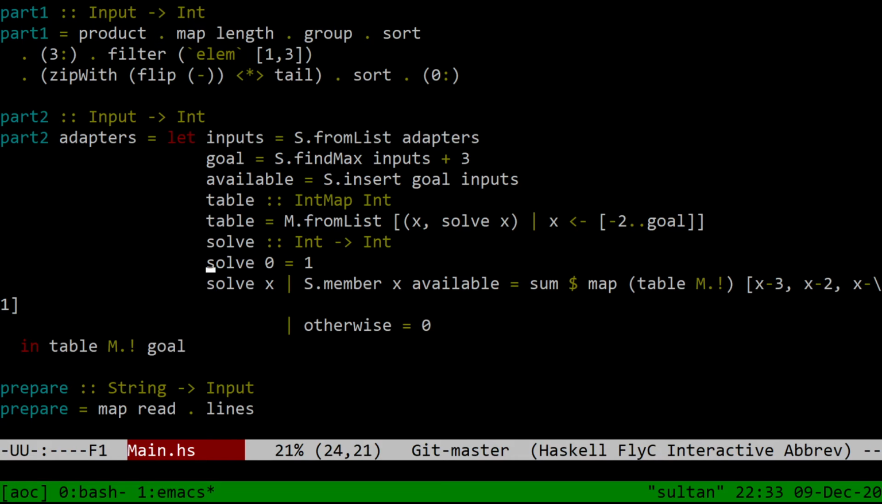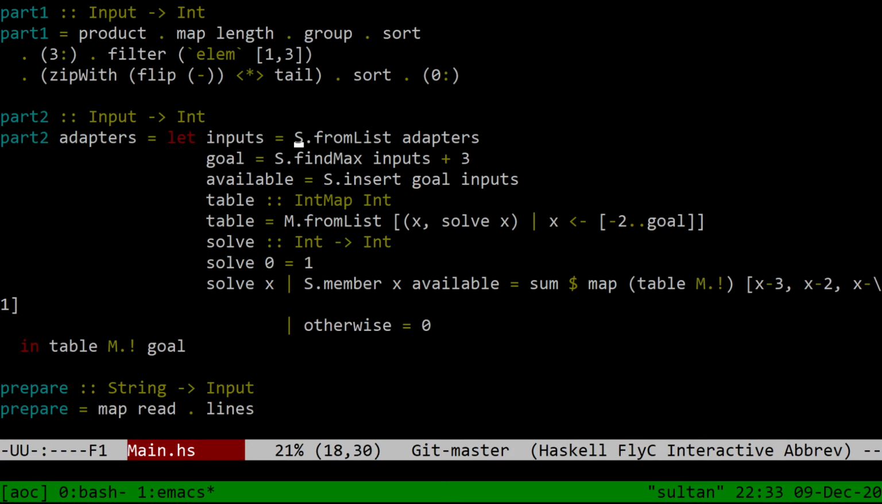So the idea, the kind of core algorithm is here in solve, and the rest of it is like building up to that. Where we have solve, we say, how many ways are there to get to the number x? Well, to get to 0, there's a single way, 1. That's our base case. Otherwise, if x is one of the adapters we have, then look up in our table x minus 3, x minus 2, and x minus 1. However, if x is not in our table, don't bother looking anything up. It's impossible to get there ever, because you just don't have that adapter. And that's kind of it.